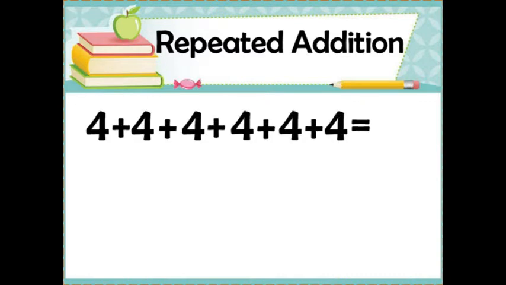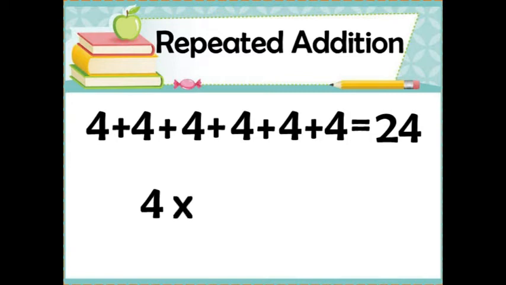So another one we have here 4 plus 4 plus 4 plus 4 plus 4 plus 4. If we add these 4s, the answer is 24. So for us to have the multiplication sentence in this repeated addition, again, first you have to identify the number being added, and the number that we add in here is number 4. So we are just going to write number 4. And then don't forget the multiplication sign.